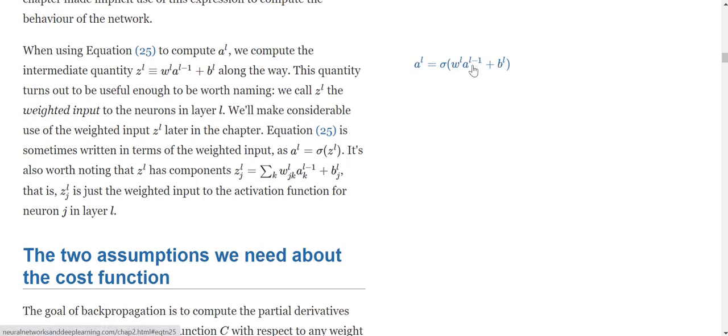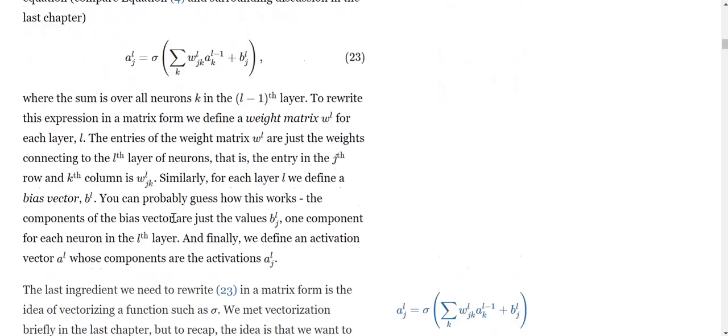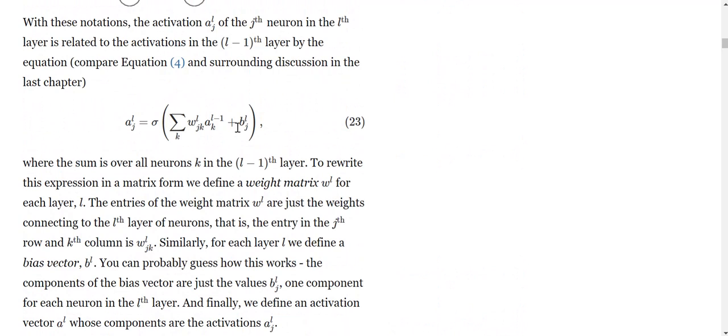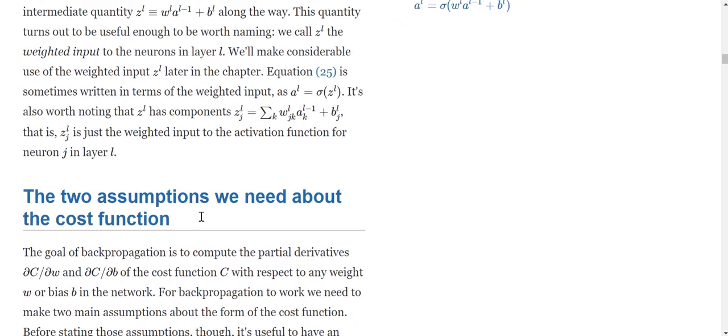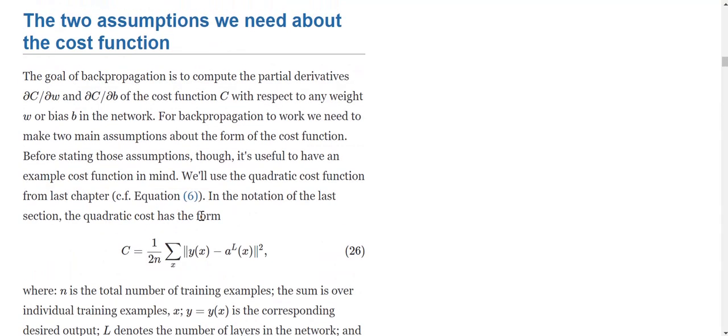You're just taking this entire thing and substituting ZL. Also, the components are just like the previous thing. ZLJ is this summation, using the summation notation. So ZLJ is just the weighted input to the activation function for neuron J in layer L. So just take this thing, and if you substitute this with ZLJ, you get the specific input to a particular neuron, and if you use the matrix notation, you get a vector of inputs to all the neurons.